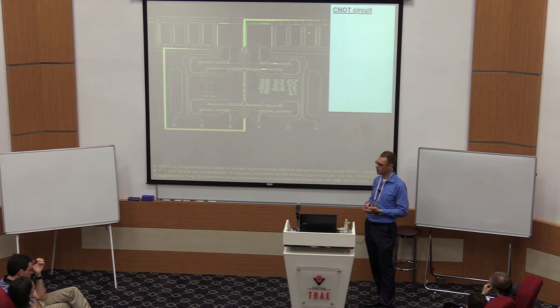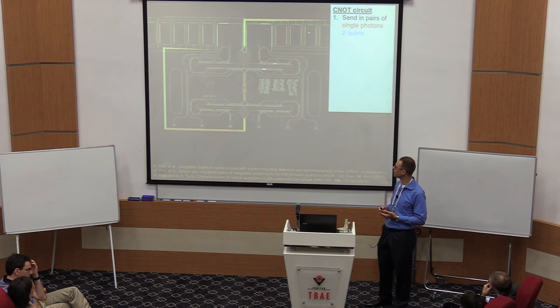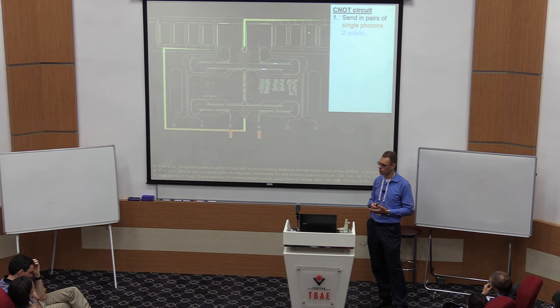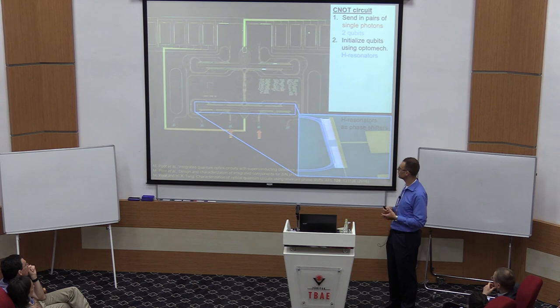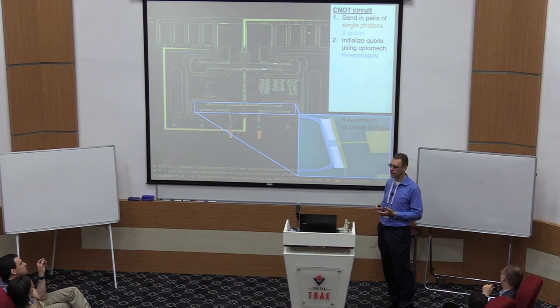And the idea is that we're going to send pairs of single photons into these grating couplers here. And each of these photons encodes one qubit, so we have two qubits. Then, of course, we have to initialize these qubits. And for that, we have the circuitry over here, where we actually use our resonators as phase shifters. After you have initialized our two qubits in the desired state, then we're going to send them into our quantum circuit, which is in this case the CNOT gate.